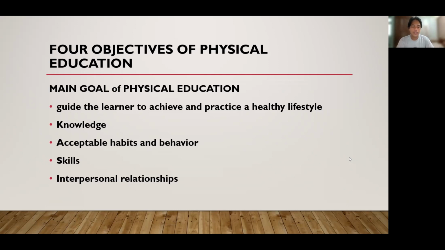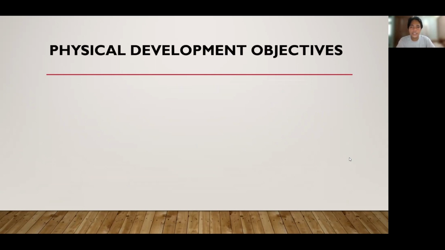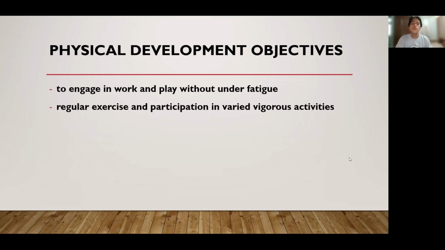So, now let's proceed to the four objectives of physical education. Number 1, the physical development objectives. The physical development objectives is the capacity of the body to engage in work and play without undue fatigue. Okay, without fatigue. This is achieved through what? Regular exercise and participation in varied vigorous activities.